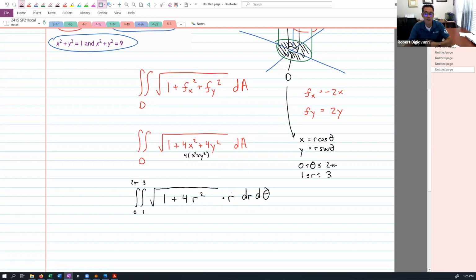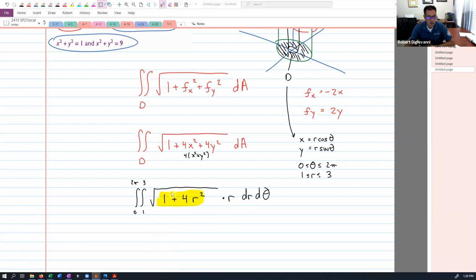We went to polar, right? Don't forget the r. You had to put the r in there because we went to polar. And that's it. That integral is actually very easy to do because if you let u be this, the derivative of it is over here, we're off by a constant, but this is a very basic substitution problem from Cal 2.